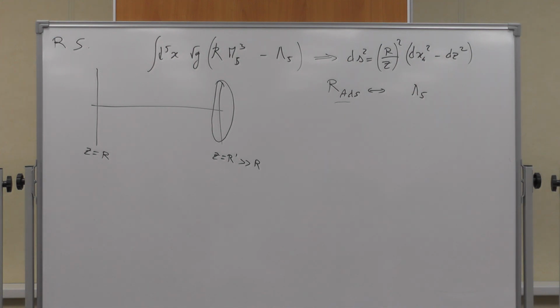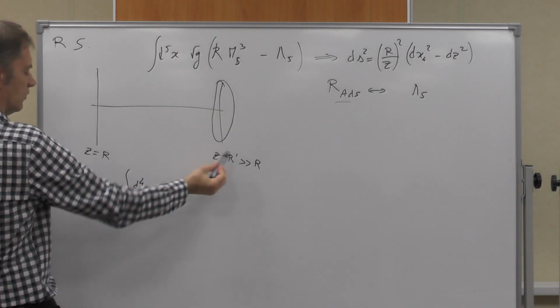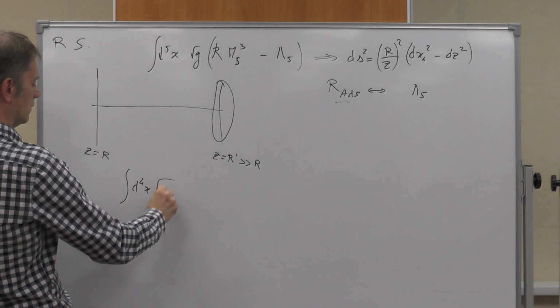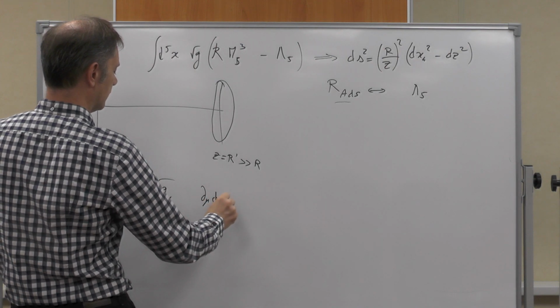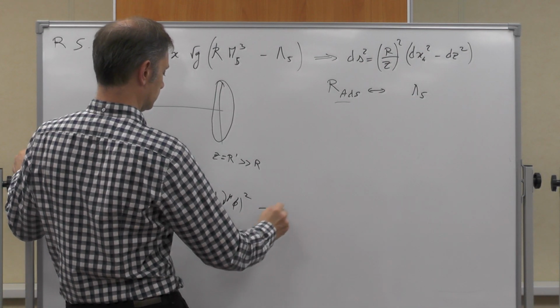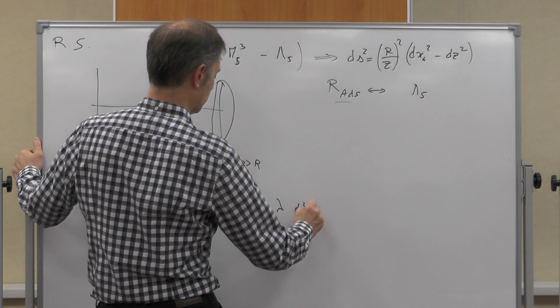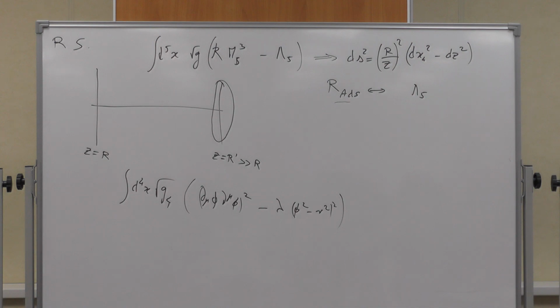So what is the action that you are going to write for the X field in this case? You are simply writing an action on this boundary. We just take the limit where the X field really lives on the boundary and nothing else. So we have d^4x √g_4 times the usual kinetic term, g^{μν} ∂_μφ ∂_νφ, squared, times the potential for the X, (φ² − b²)². I don't care about the factor 2, the normalization, etc. That doesn't matter. So that's the action that you will write for a field which is localized on the boundary.